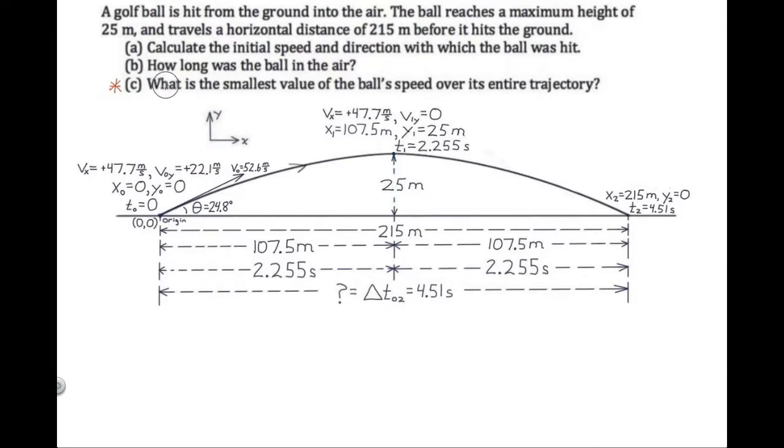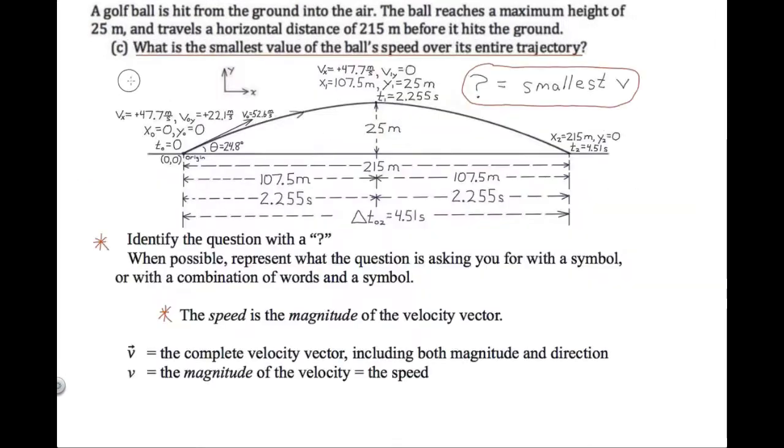Okay, now let's discuss the solution for part C. This question mark represents the question for part B, so we can erase this now. Let's identify the question for part C. Part C asks, what's the smallest value of the ball's speed over its entire trajectory?